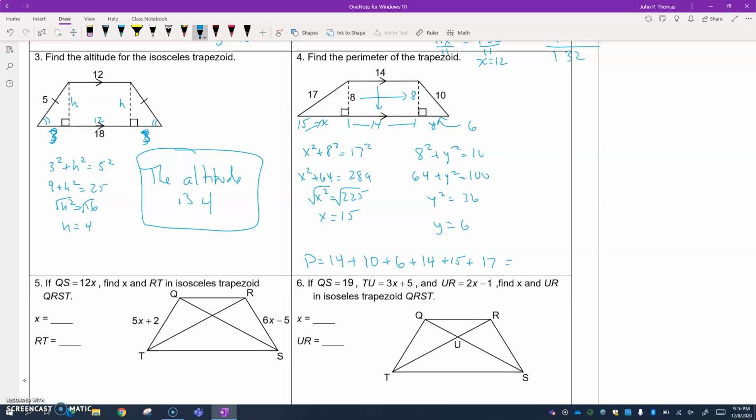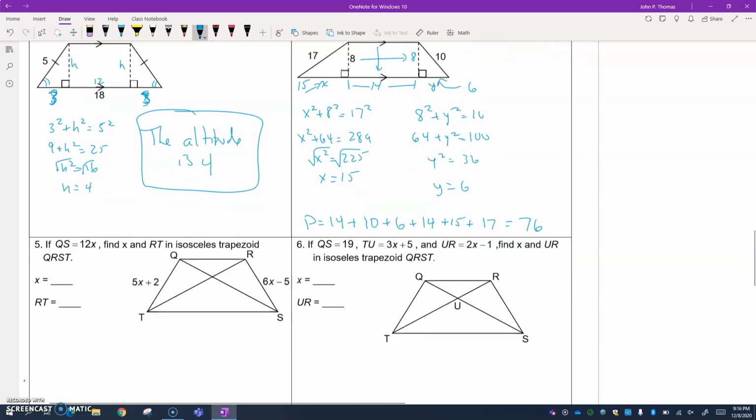And when I've got that, I need to do just a little bit of arithmetic here. I've got 14 plus 10 plus 6 plus 14 plus 15 plus 17, and that gives us 76. All right, so this would have a perimeter of 76 units. And again, if units aren't given, we don't need to add them into the problem.